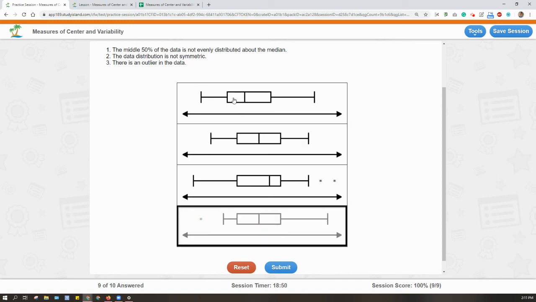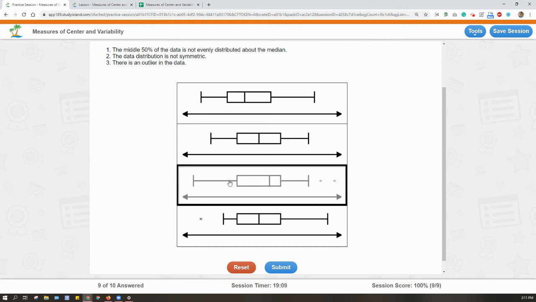We're looking for something where the middle 50% of the data, which you can find in the box, is not evenly spread out across the middle line, which is the median. Next, the data distribution is not symmetric. We don't want it to be symmetric. We don't want the data to go from lowest to highest and nice symmetric. So this looks good because this little arm is a lot shorter than this arm. And there is an outlier. There's some outliers. These little data points are outliers. So this is our answer for that one.